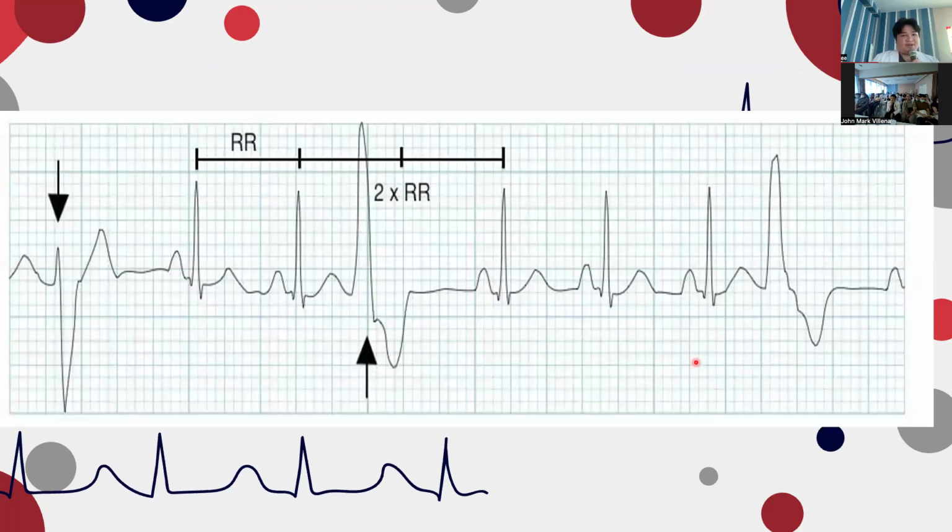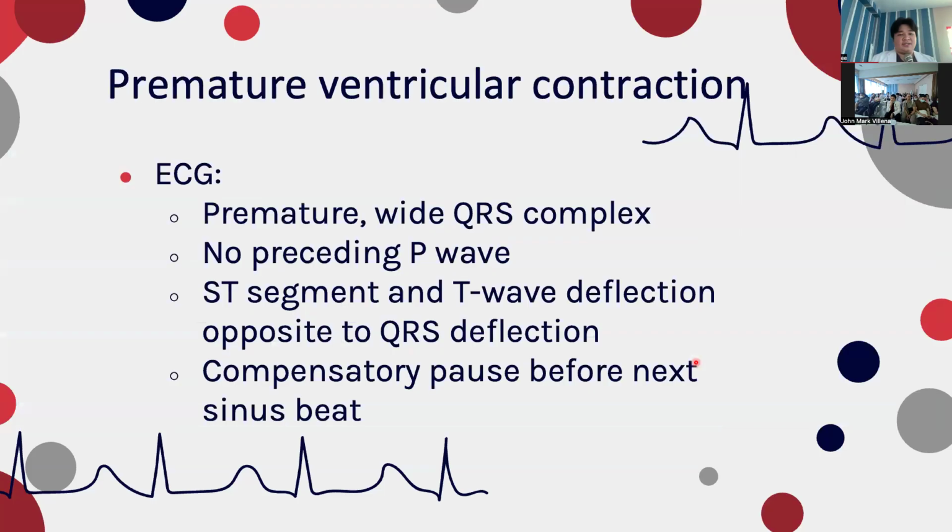So for the next step, the rhythm is irregular. The P waves do have different morphology. The QRS complex is normal. So what could this be? So we have premature ventricular contraction.